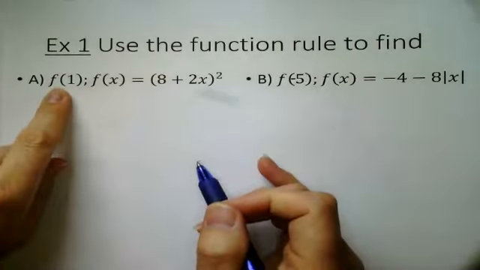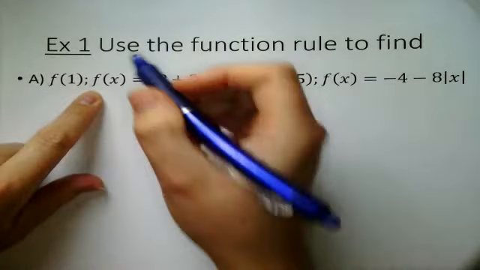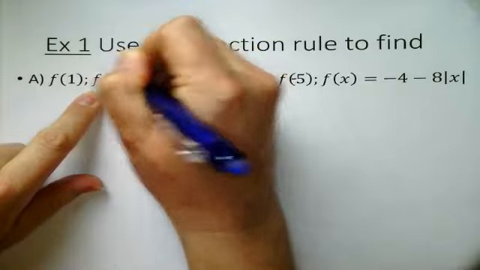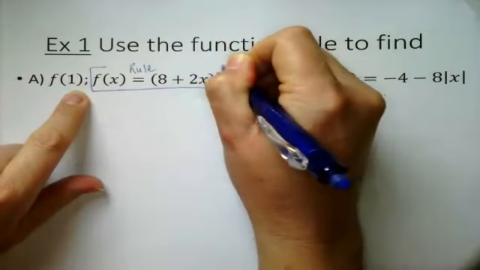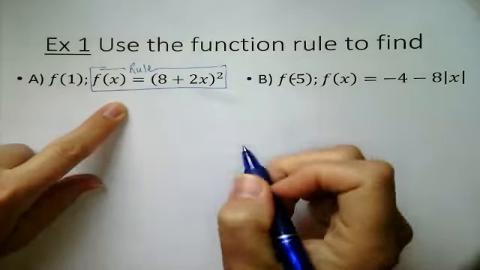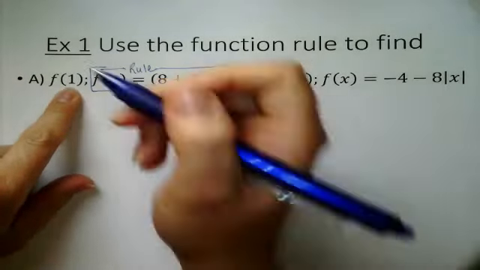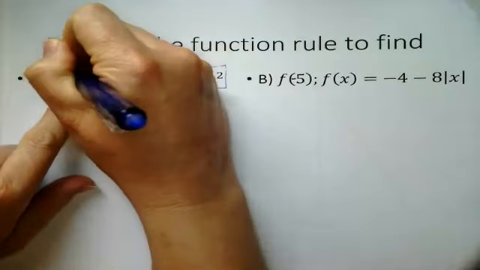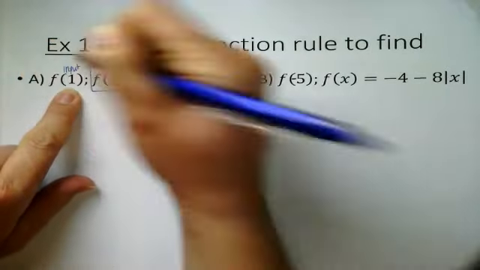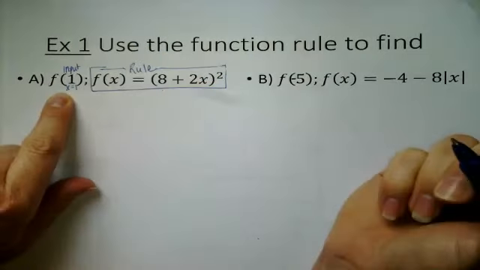All right. So we want to find f of 1. You have done a little bit of this before, and this is the function rule. f of x equals (8 plus 2x) squared. This is the rule that's going to generate an output for us. And here, f of 1 is telling us I have an input for you, an input value of 1. It's telling you that x is equal to 1.